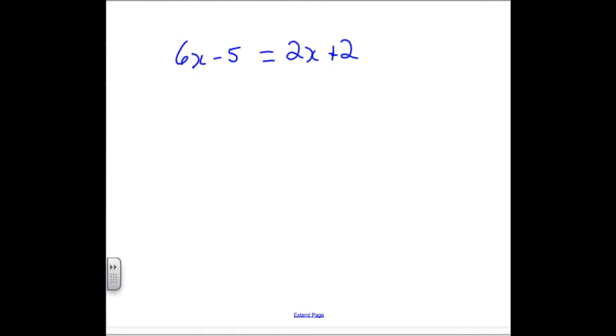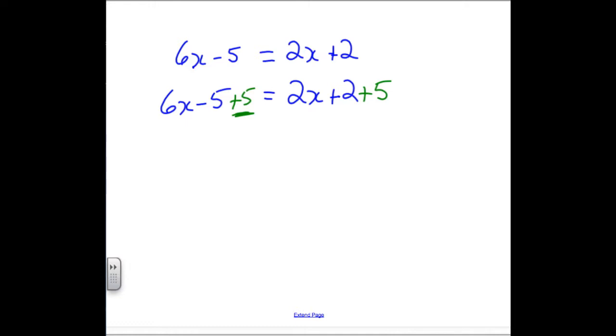Now, if I want to get my x's over on this side of my equal sign, I need to get rid of the numbers that are here. And the way that I do that is I just do the opposite operation. So in this case, I've got 6x subtract 5. So the opposite of subtracting 5 is going to be adding 5. And of course, that's still going to equal my 2x plus 2. But whatever I do to one side of the equation, I also need to do the same thing to the opposite side. So you see I have the plus 5 on each side here.